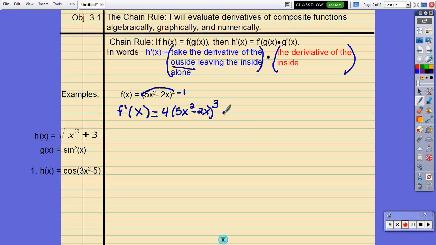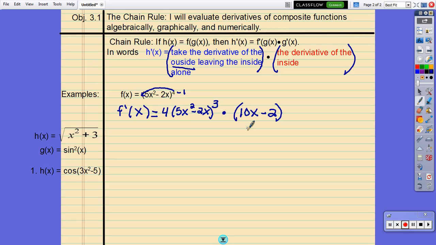Now I have to multiply by the derivative of the inside. Well, the inside is 5x squared minus 2x, so the derivative is going to be 10x minus 2. But because it's a two-term polynomial here, you need to actually use parentheses so that everything gets multiplied, not just the 10x. So that's it. We're done. We took the derivative of the outside. That's why we got a 4 here. We subtracted 1 from the power, left the inside alone, and then multiplied by the derivative of the inside.